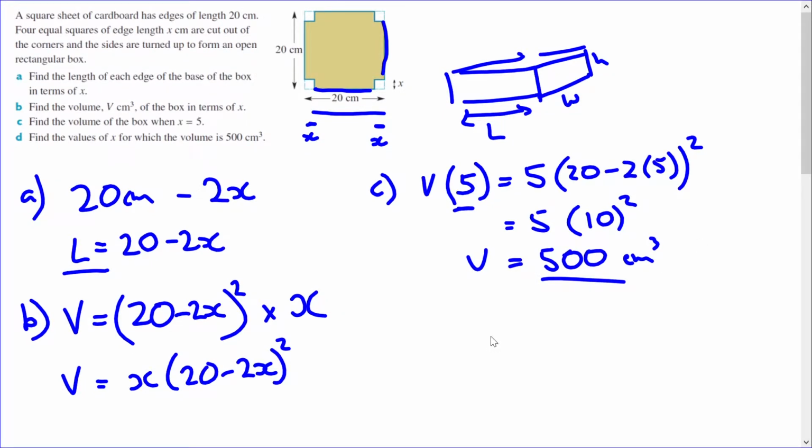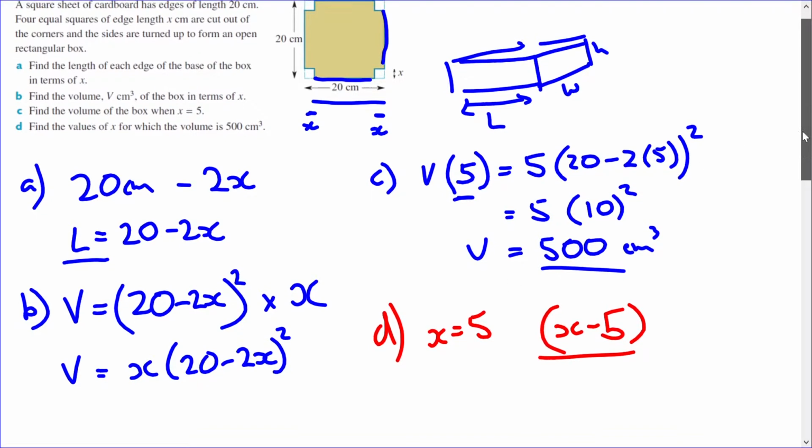Now part D is asking what values of x will give us a volume of 500. And you might look at part C and go, well, I subbed in 5 for x and I got a volume of 500, so my answer is 5. That's only partly correct. So one of the answers is 5. And that's an important thing to notice, because if x can equal 5, that means that x minus 5 is going to be a linear factor of this expanded cubic. So we'll use that later on.